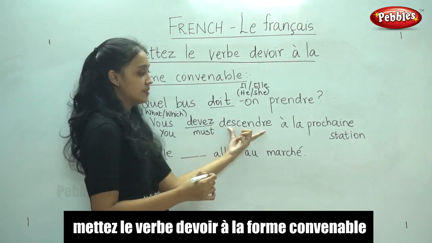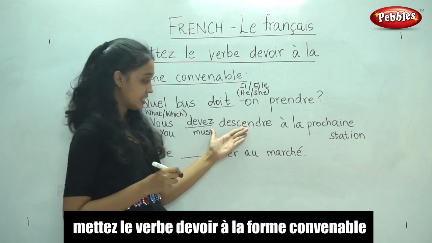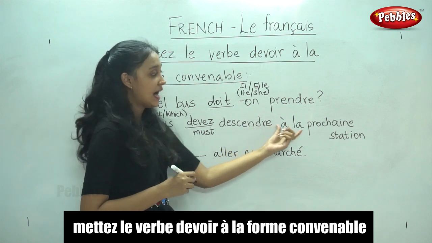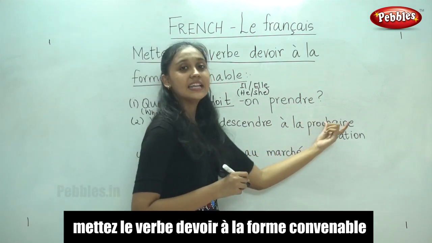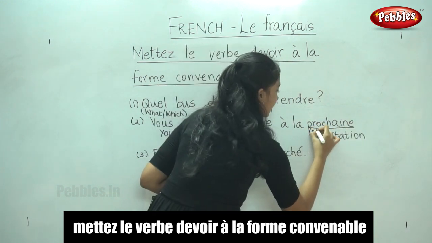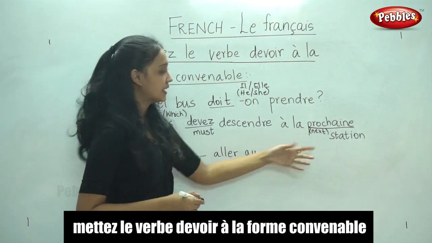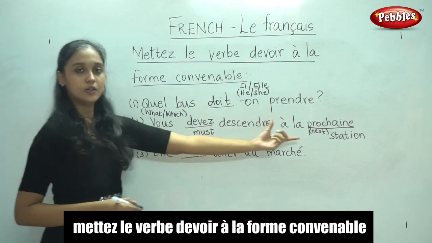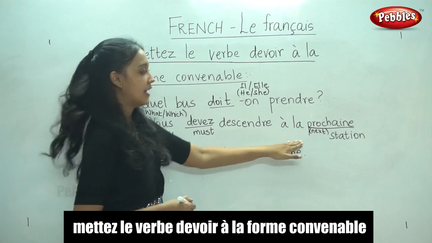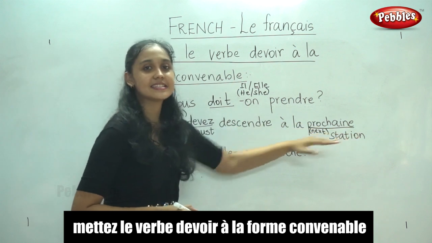Now vous means you, devez means must. Now this verb descendre. Descendre means to climb down. We will learn the conjugation of this in future. So now you must get down à la prochaine station, at the next station. See this word prochain. It means next. We will be learning these words in the coming classes. For now, just note down that word. So vous devez descendre à la prochaine station. You must get down at the next station.